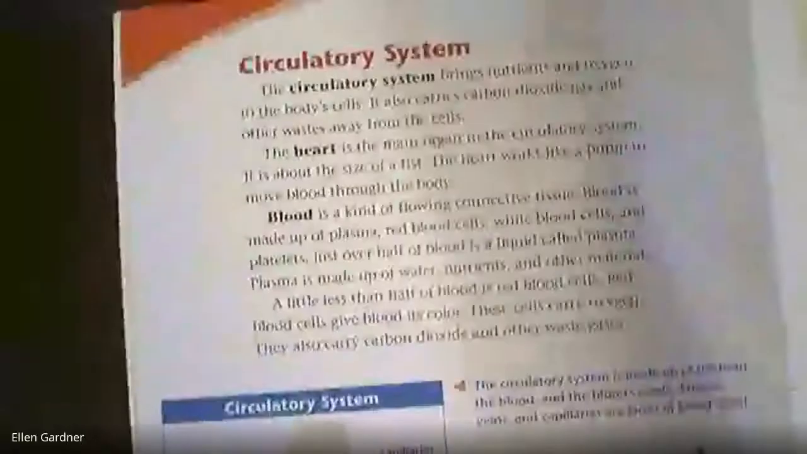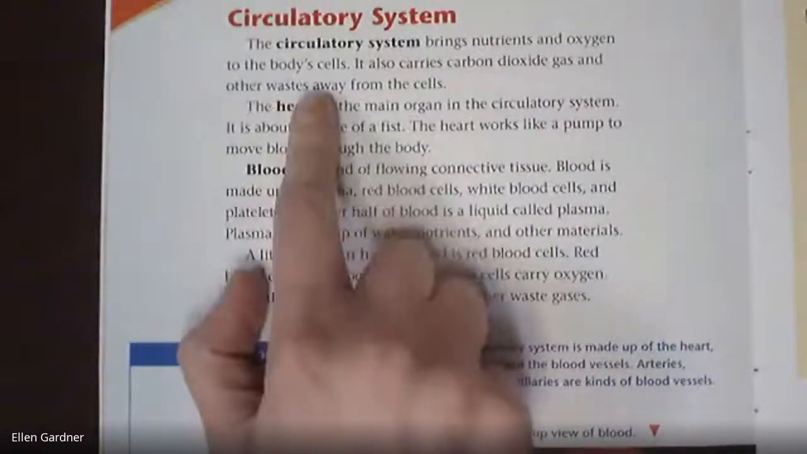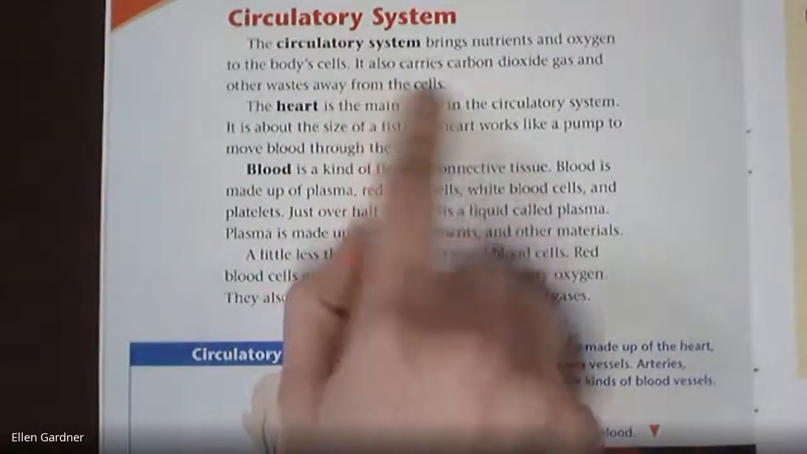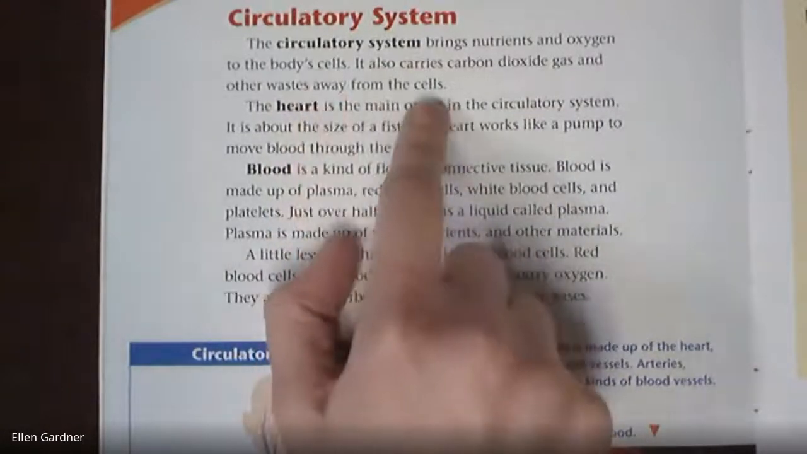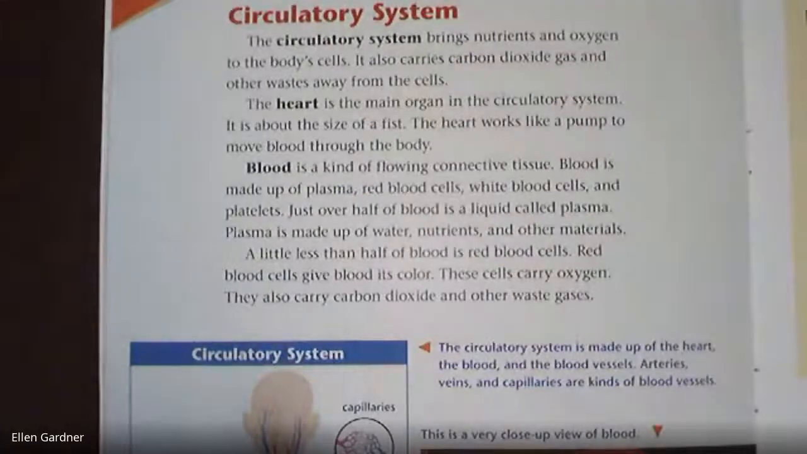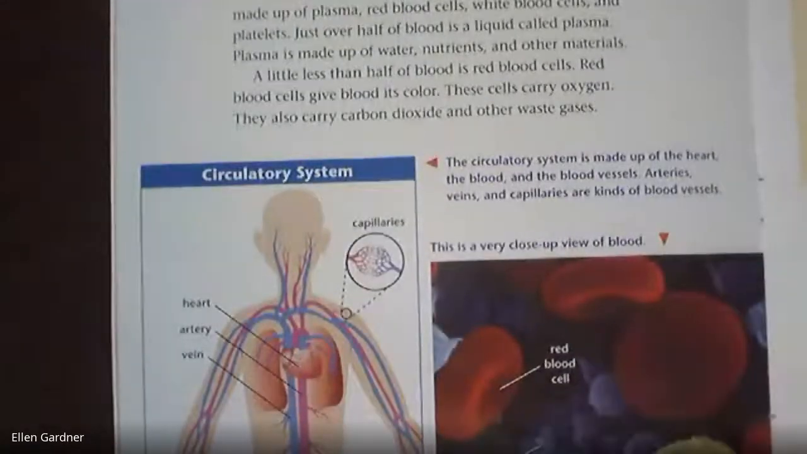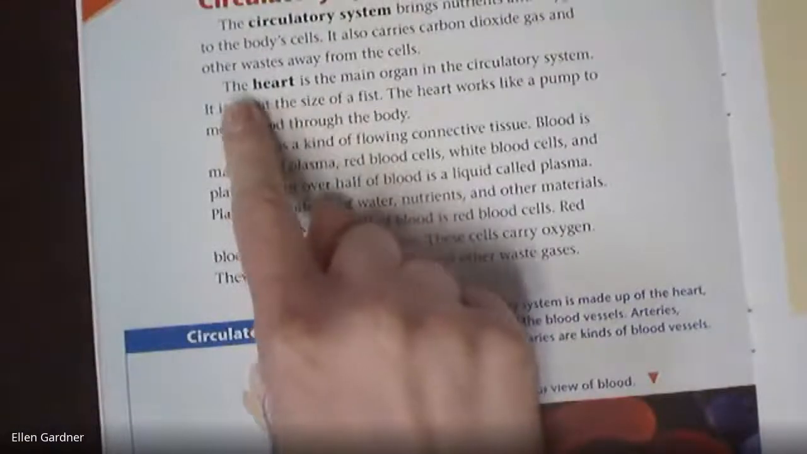So it says the circulatory system brings nutrients and oxygen to the body's cells. It also carries carbon dioxide gas and other wastes away from the cells. So it brings nutrients and oxygen, and it takes away carbon dioxide. So bringing nutrients and oxygen to the cells.